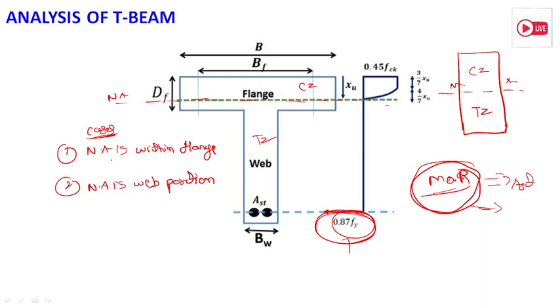So the purpose of taking these two cases is that we have to calculate the moment of resistance using these two conditions for further analysis of the T beam, and we have to go for the design of the beams.